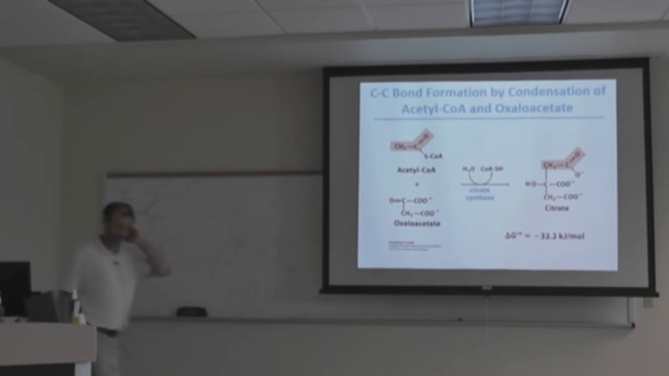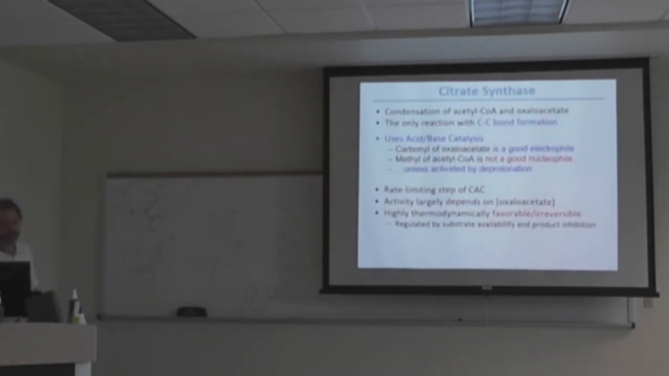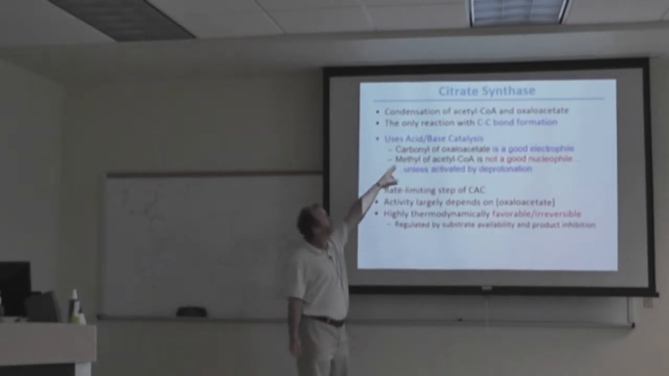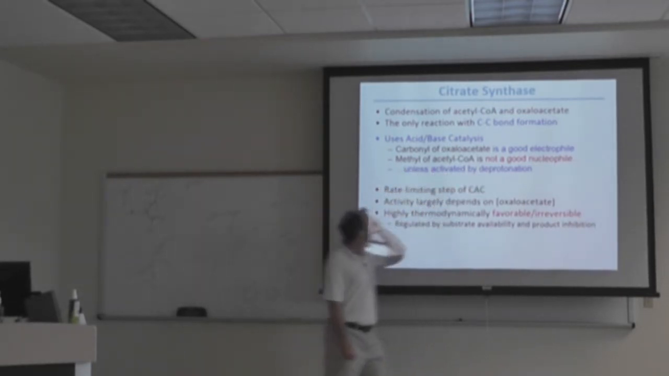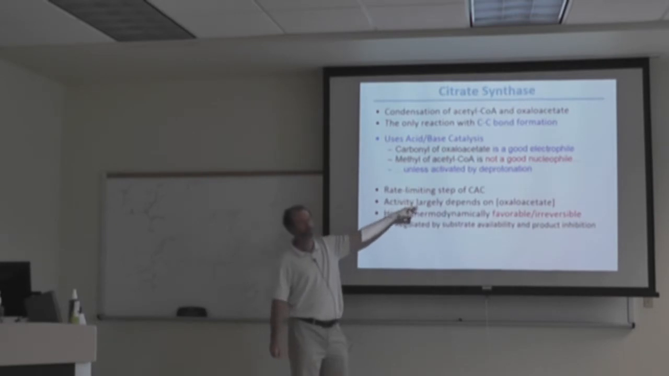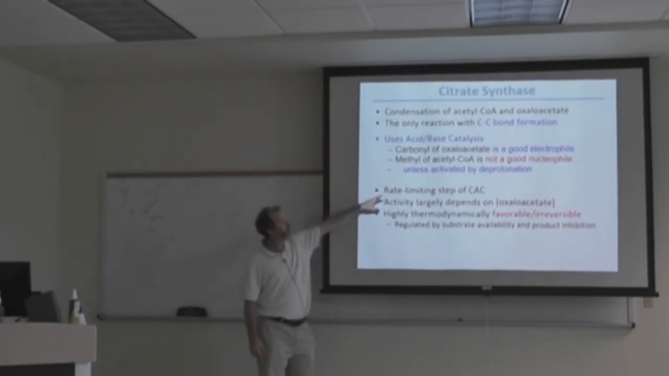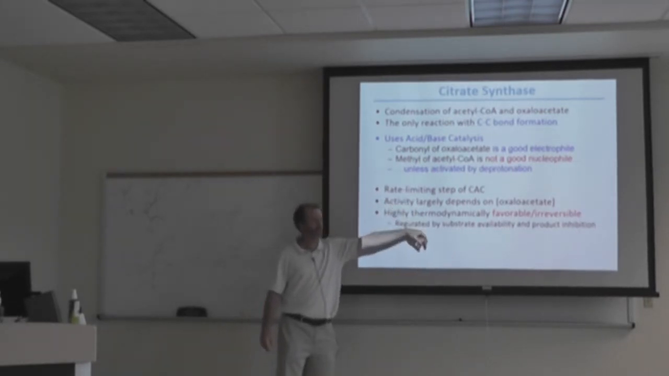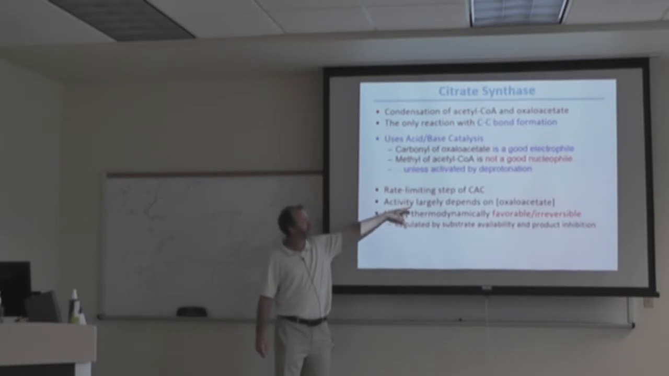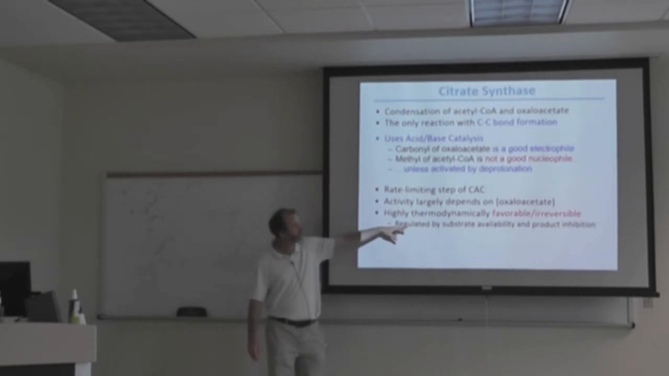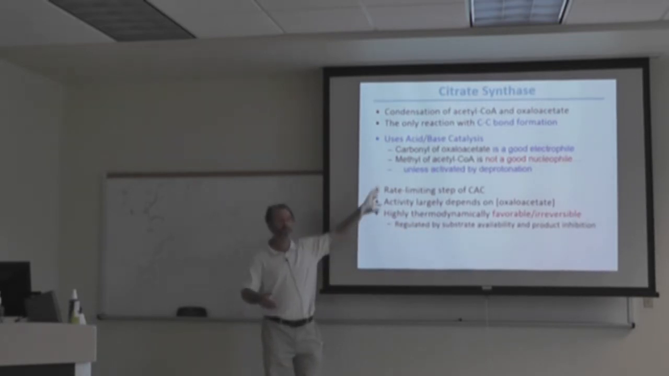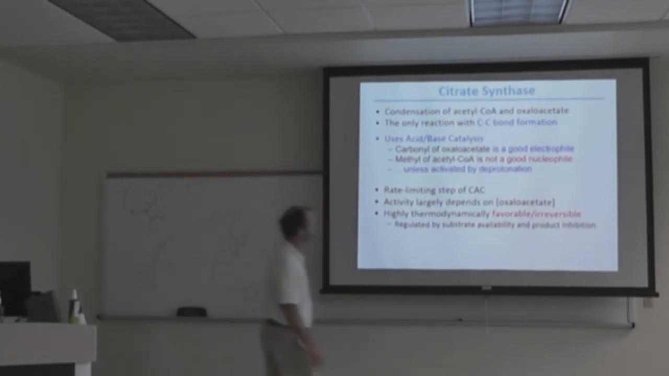So, condensation of acetyl-CoA and oxaloacetate, the only carbon-carbon bond formation we get here. It uses acid-base catalysis. The methyl of acetyl-CoA is not a good nucleophile unless it's activated by deprotonation. So you have to deprotonate something here, meaning acid-base catalysis. This is the rate-limiting step for the citric acid cycle. Its activity largely depends on oxaloacetate. It's highly thermodynamically favorable, so it's irreversible. So this is going to be one of the regulated steps, right?